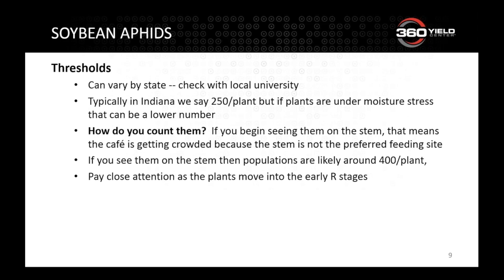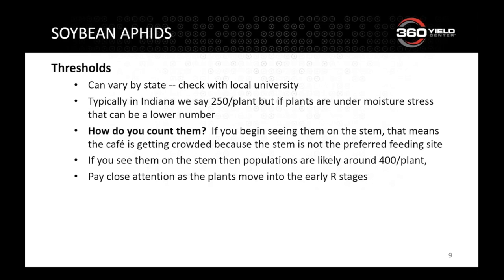The thresholds will vary a little bit from state to state. I would just encourage you to check with your local university. I live in Indiana. Typically, we say 250 per plant, and again, that varies with the growth stage and it varies with the stress level. So it's not a hard and fast rule, but that's a good place to start. If they're under moisture stress, that number may be a little bit lower.